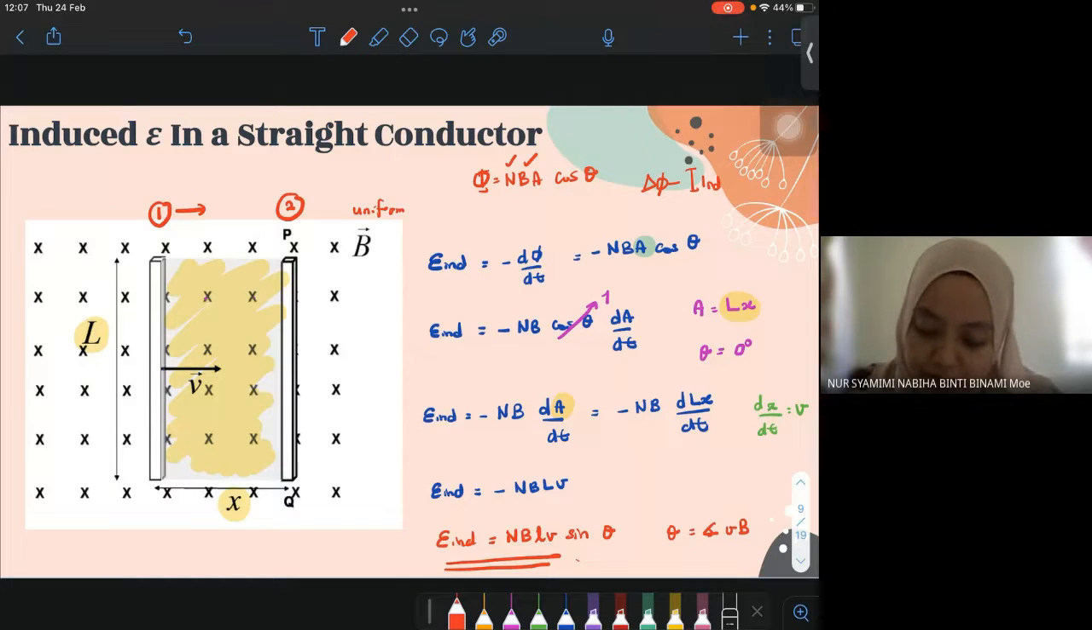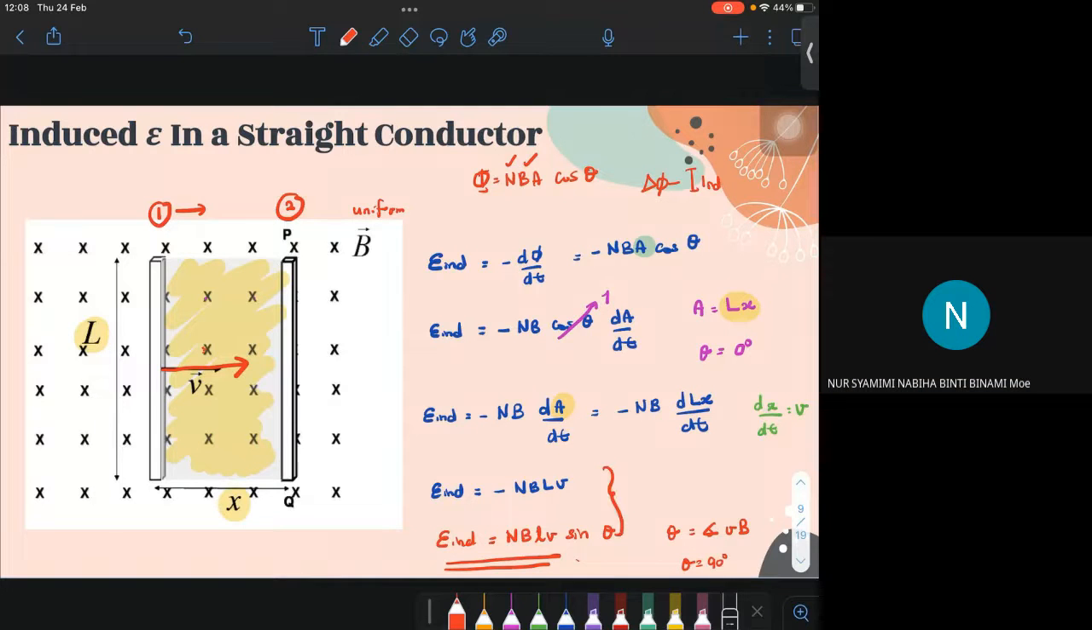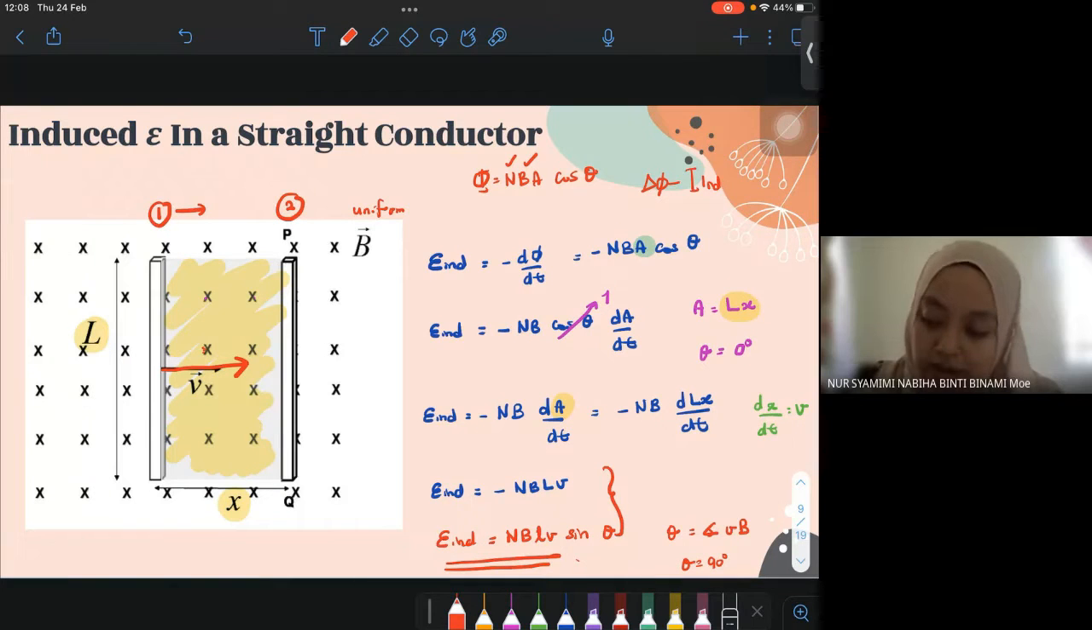Okay, so kalau case macam ni, V-nya ke kanan, theta-nya, V-nya ke kanan, B-nya into the page, equals to 90 degree. So sin 90 itu juga. Right, so that's how we derive untuk long straight wire.